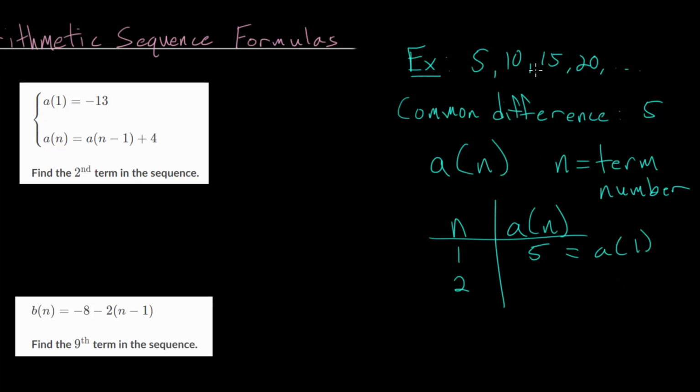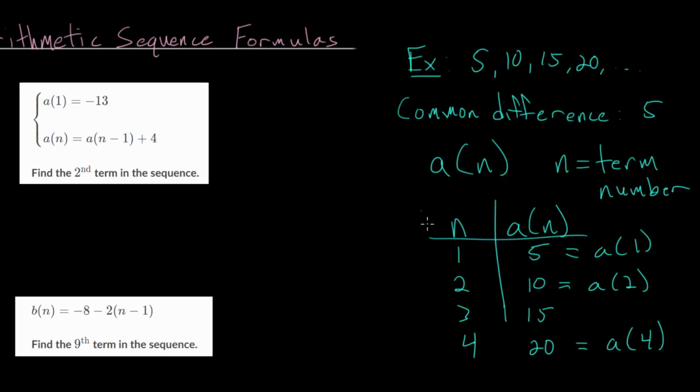When n is 2, we're talking about term number 2, which is 10 in our sequence. And we would write this as a of 2, since this is essentially saying what is the second term in our arithmetic sequence. So just to continue this, when our term is 3, we're looking at 15. When our term is 4, we're looking at 20. So 20 is, in other words, a of 4. It's the fourth term of our arithmetic sequence.